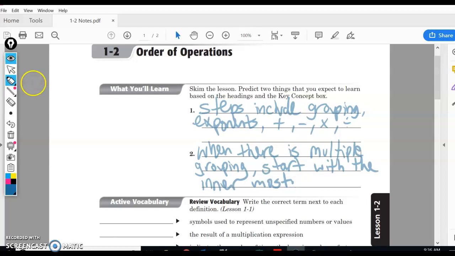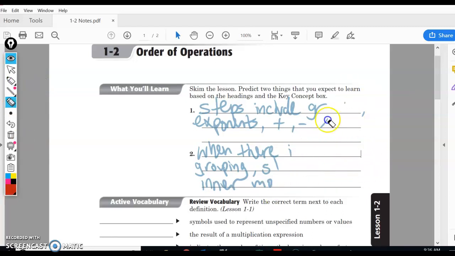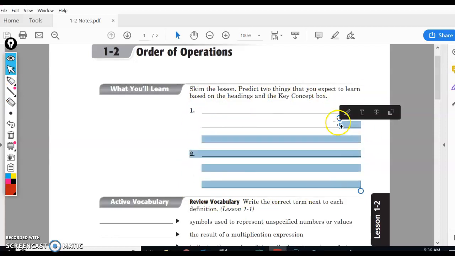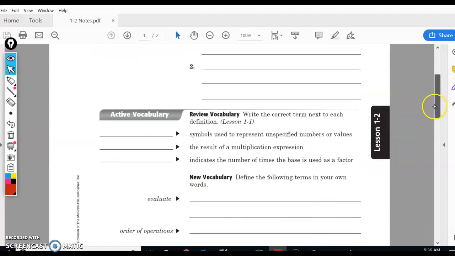Next, let's get some vocab down. Okay, first one. Symbols used to represent unspecified numbers or values are called variables. The result of a multiplication expression is the product and indicates the number of times the base is used as a factor. That's an exponent or a power.